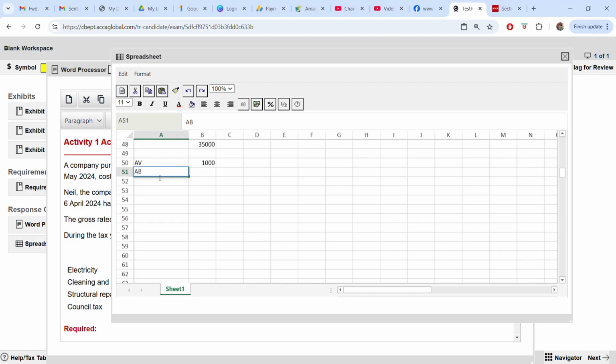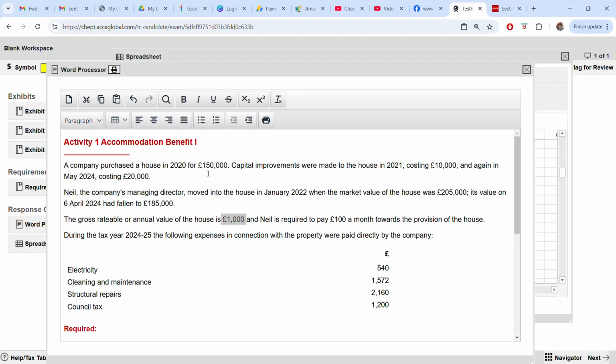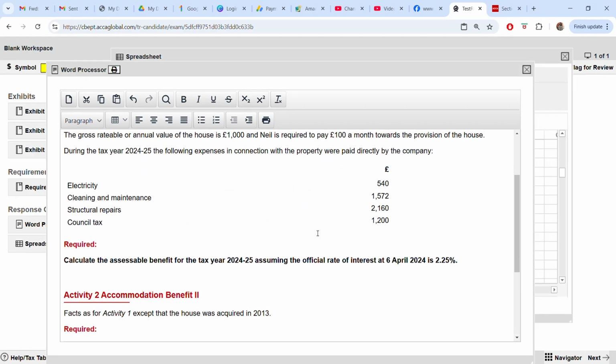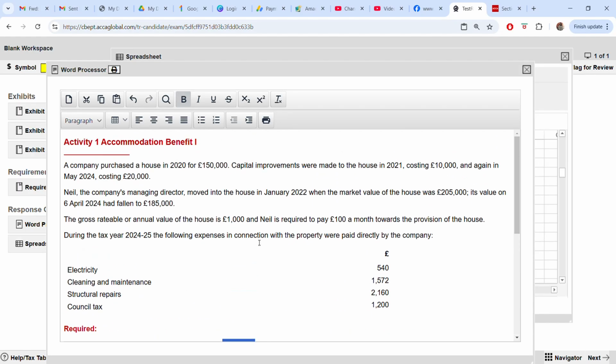Additional benefit. So when we are writing the additional benefit, what are we taking? We purchased it in 2020, and it is 2024-25, so it's within 6 years. So we are using the cost, 150,000. With this 150,000, we can add this 10,000 capital improvement because it was before the tax year 2024-25. It was in 2021. But this 20,000 we can't use because it is in May 2024, in the tax year 2024-25. So we can only take 10,000.